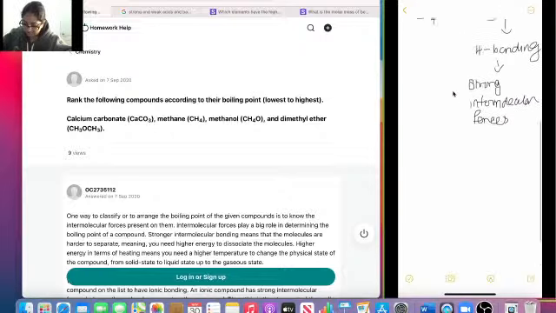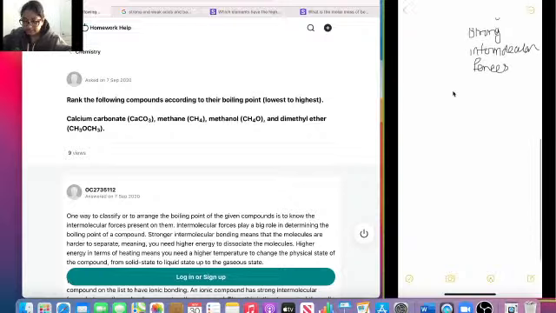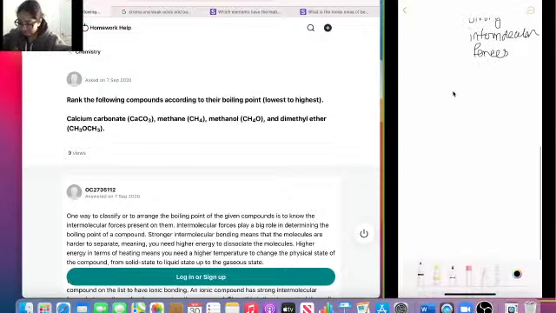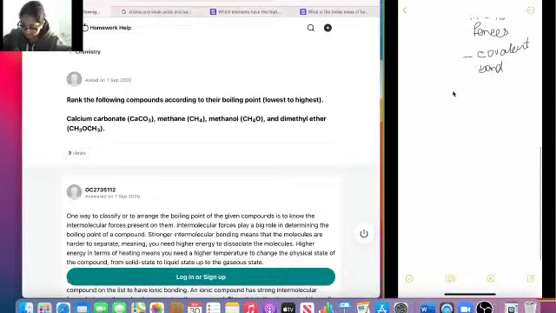But to determine if this goes next, if this is one of the highest, let's look at the rest of the compounds in the list. Right, this is a hydrogen bond, but this is not an ionic compound. This is covalent, or you can say valence sharing, right? So now let's look at the other one.